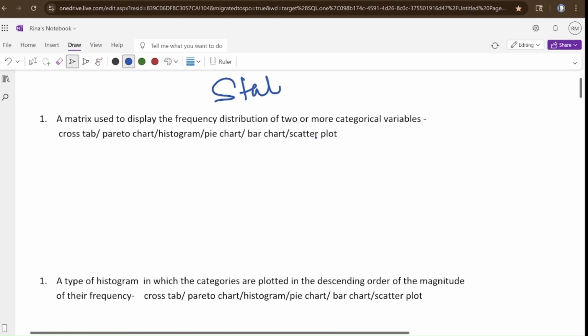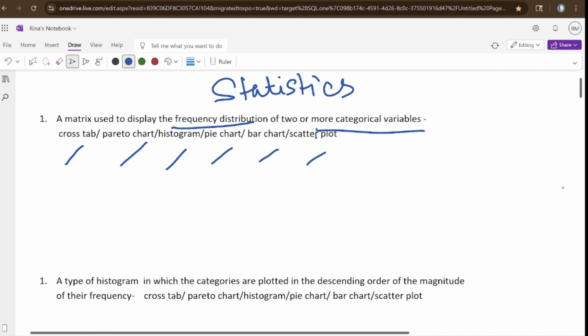Today we are going to discuss some MCQ questions from statistics. Okay, so let's start. Our first question is: a matrix used to display the frequency distribution of two or more categorical variables. You have to tell the name of the matrix, and these are the options: crosstab, Pareto chart, histogram, pie chart, bar chart, scatter plot.